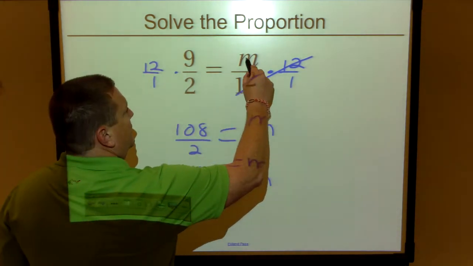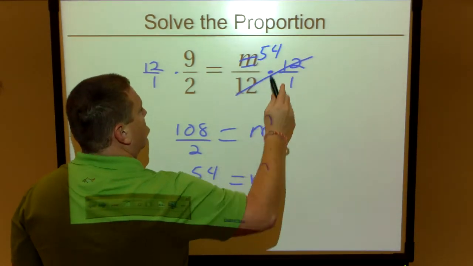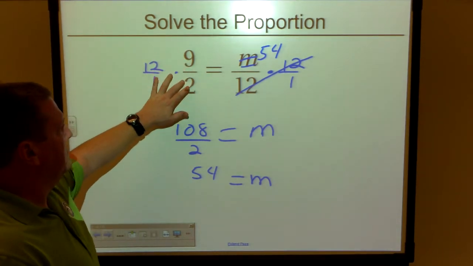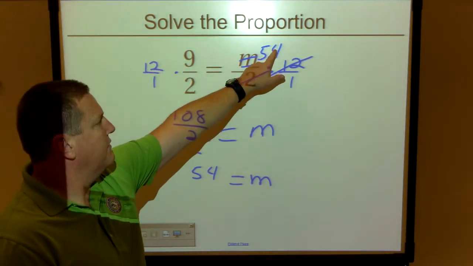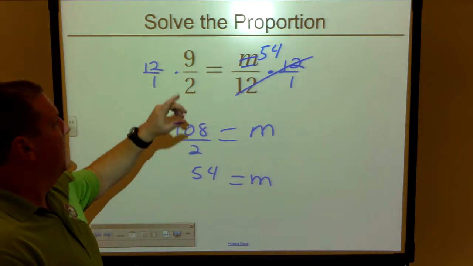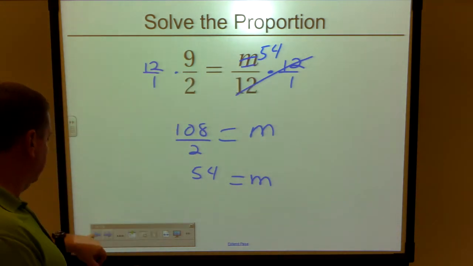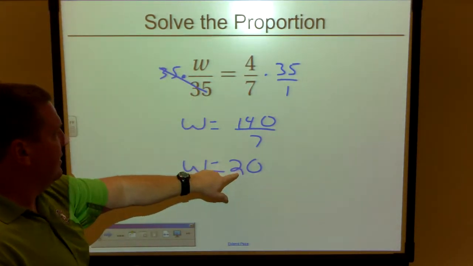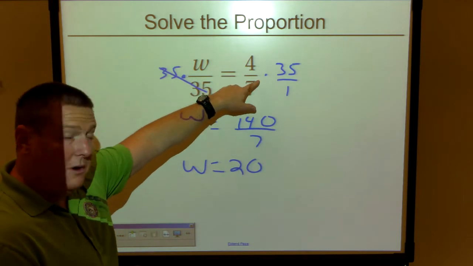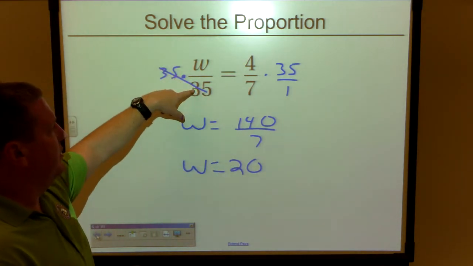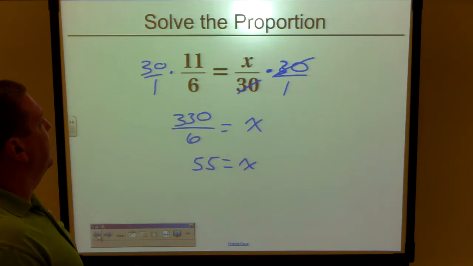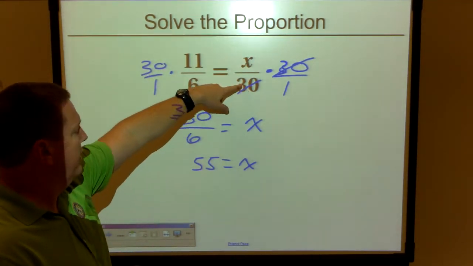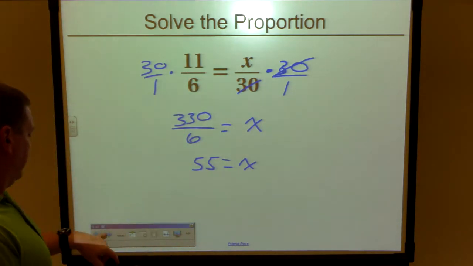Let me point something out to you. This right here, I'm just going to write 54. You'll notice here that since in the 9 over 2, 9 was bigger than 2, this ratio over here would have to have a bigger number on top in order to be equivalent. That's a proportion statement that's always going to be true. If you look back here, 4 was smaller than 7, and the answer of 20 was smaller than 35 as well. And looking back here, 11 was bigger than 6, therefore we would expect x to be bigger than 30, and it was bigger. It was proportionately bigger.